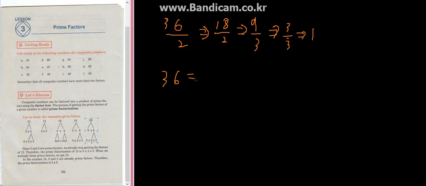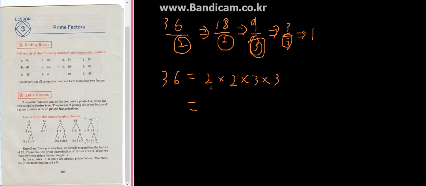36 consists of 2 multiplied by 2 multiplied by 3 multiplied by another 3. 2 times 2 is 4, 3 times 3 is 9, and 4 times 9 is 36. So without a factor tree, I just did a prime factorization. This is what is called prime factorization.